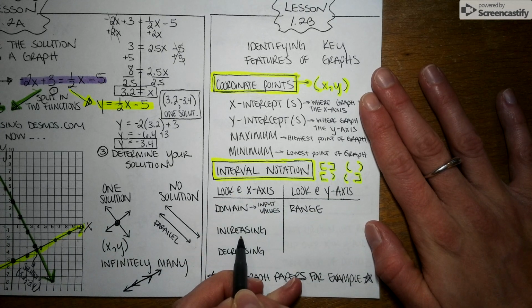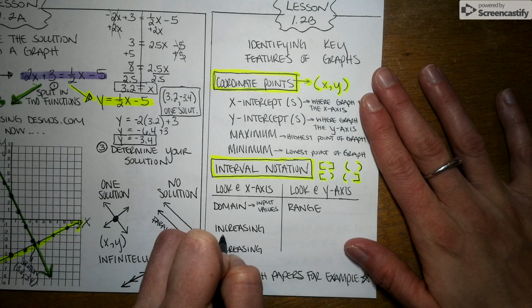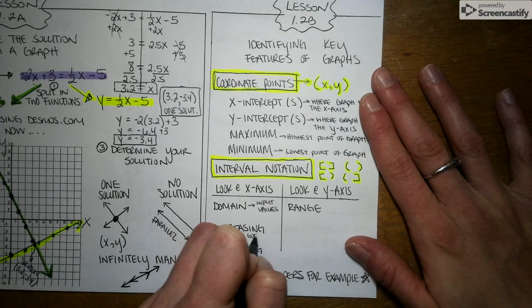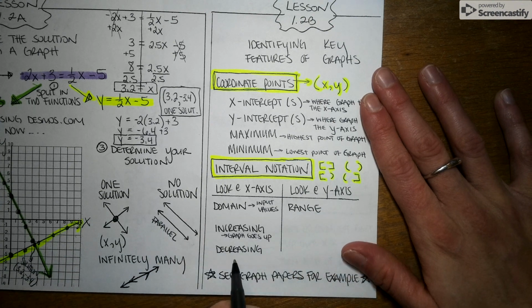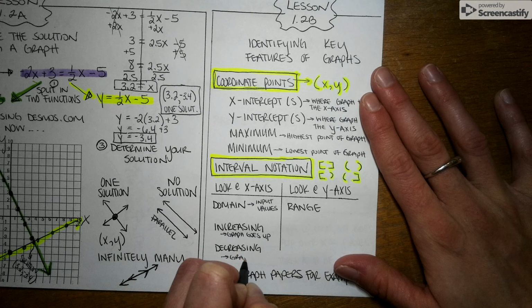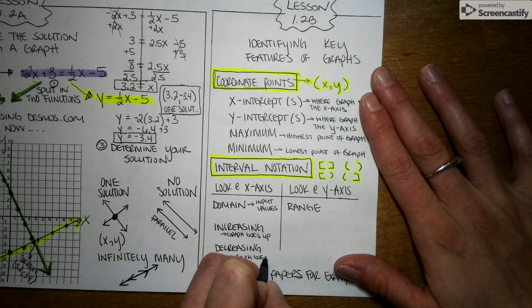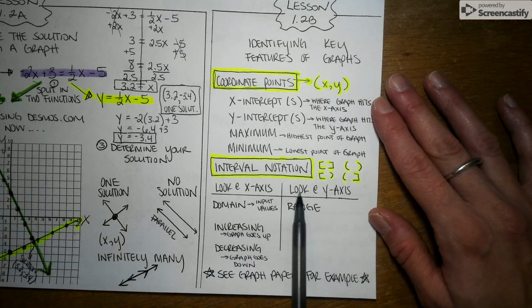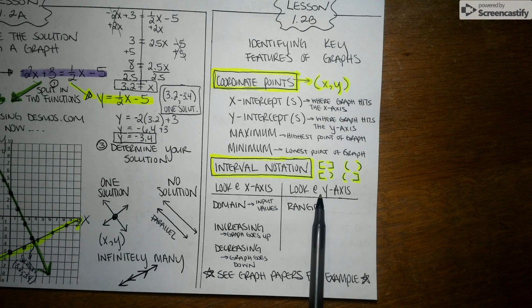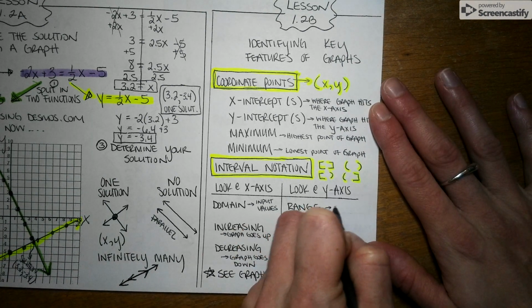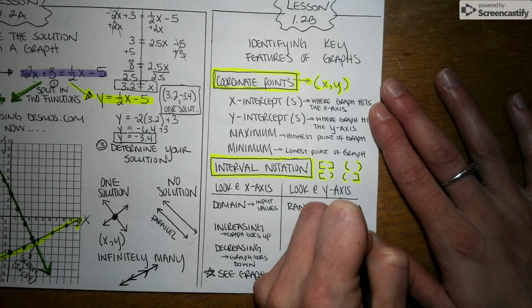For where the graph is increasing, we want to look at where the graph goes up. And where the graph is decreasing, we then want to look and see if there's any parts of where the graph goes down. So then finally, we go ahead and look at the y-axis for only one key feature, and that is the range. So the range, remember, deals with our output values.